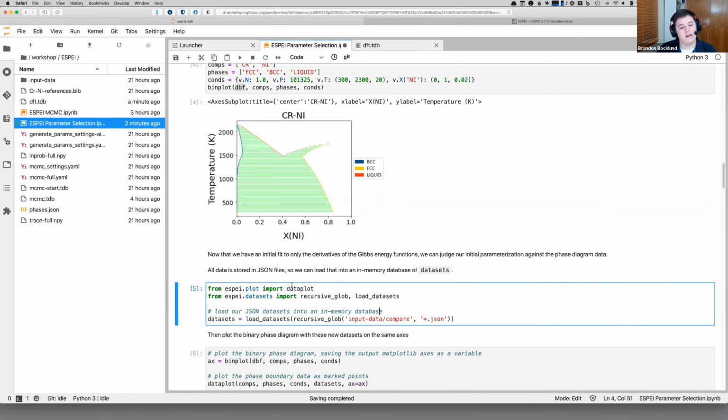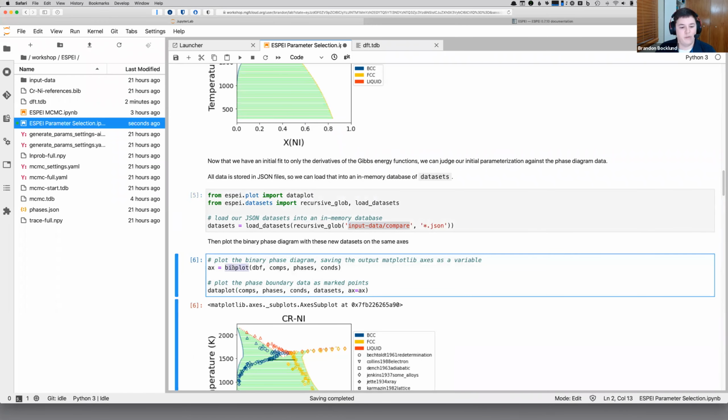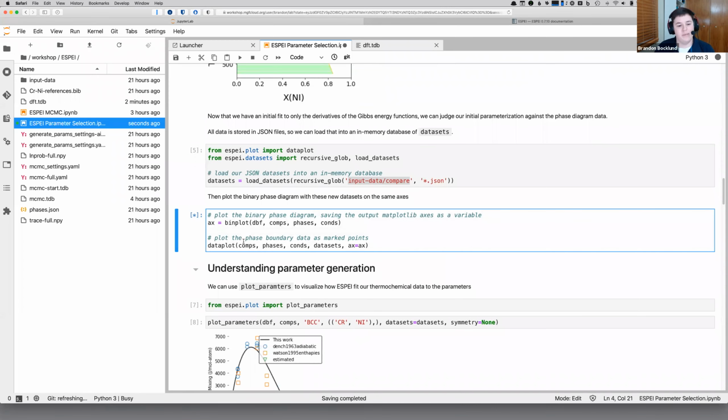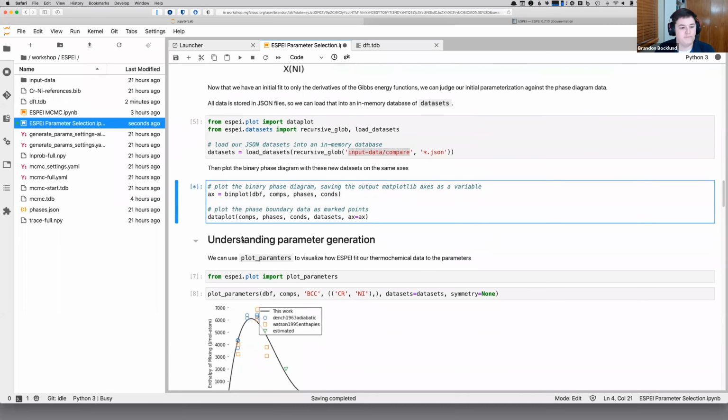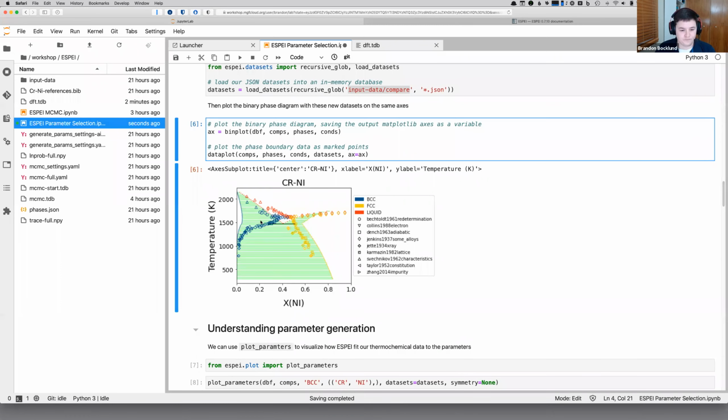But we might want to compare what this phase diagram looks like compared to our data sets. espei will allow you to load up data sets from any directory you want, and then you can call binplot and get the axes back. Richard talked about that during the last session. Then we can pass those axes into this data plot function that espei provides, and we can plot the phase diagram and then plot the phase boundary data on top of it. You can see here that the agreement is okay.